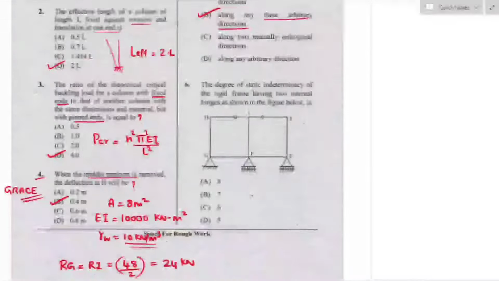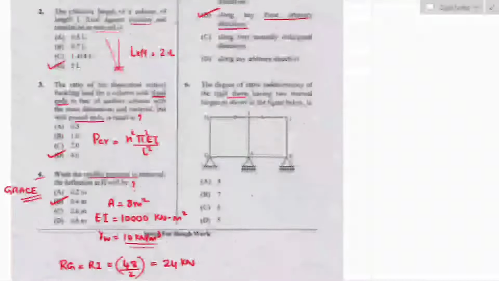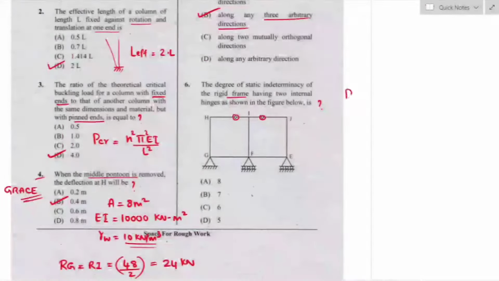Question number 6. The degree of static indeterminacy of a rigid frame having 2 internal hinges as shown in the figure below is. These are the 2 internal hinges. The degree of static indeterminacy for a rigid plane frame is given by 3c minus r dash.